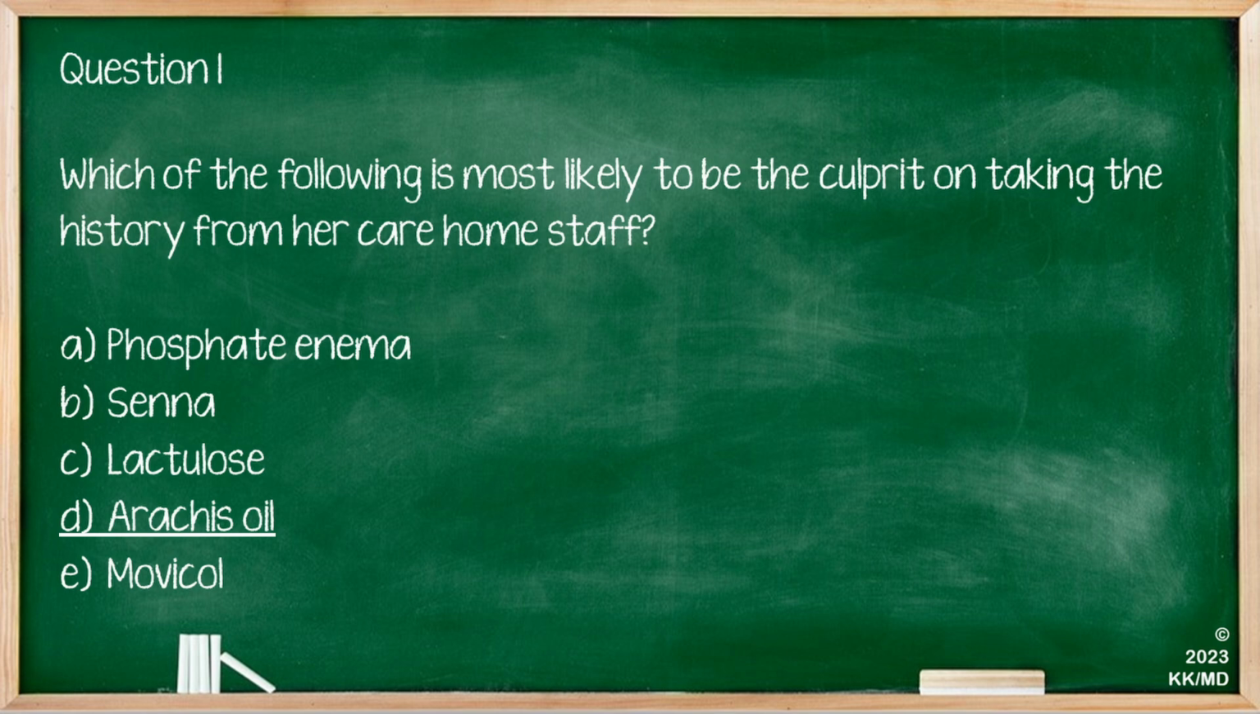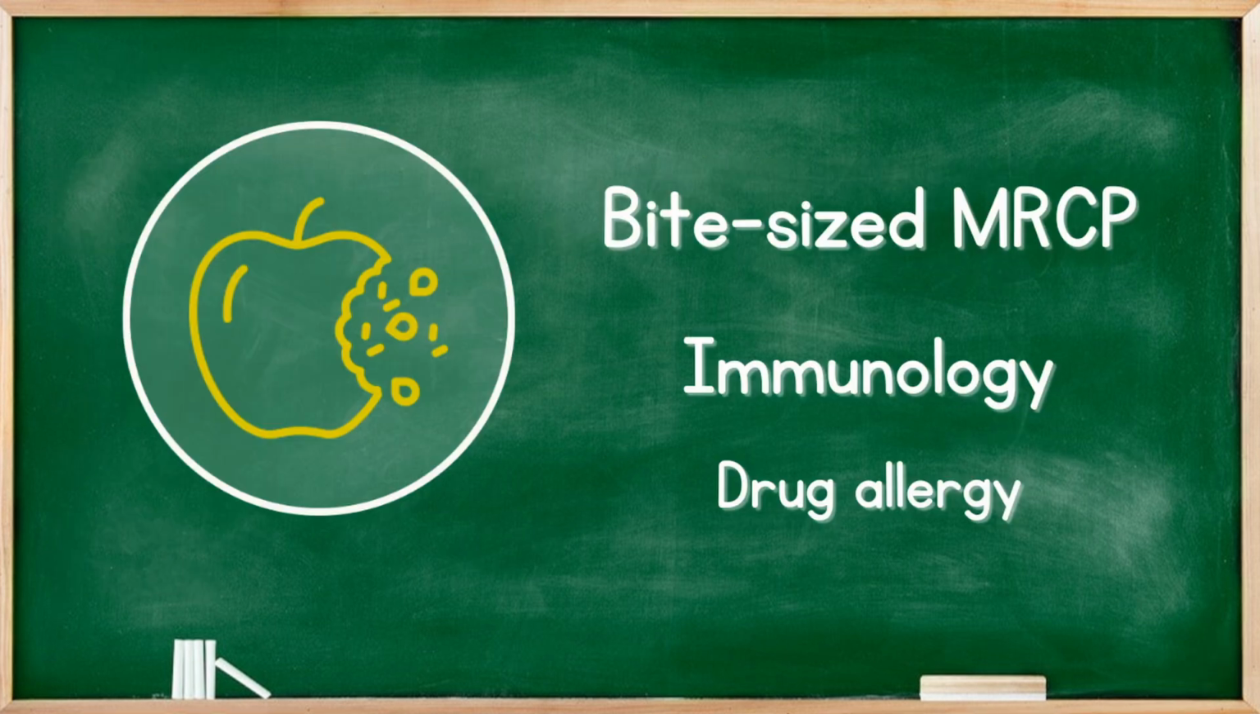This is something that those of you who have an interest in gerontology probably are already aware of, but Arachis oil is nut-based, so it's really important to be avoided in patients who have an allergy to nuts or peanuts. It's fair to say that all of these options can be used as laxatives for treatment of constipation, but Arachis oil is the only one among them that contains nuts and therefore is the correct option in here.